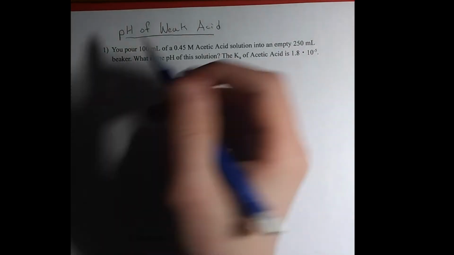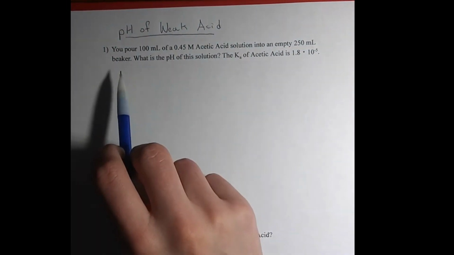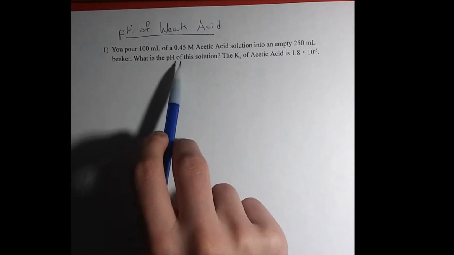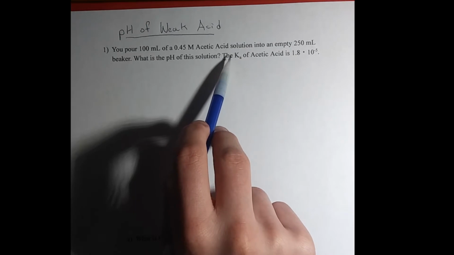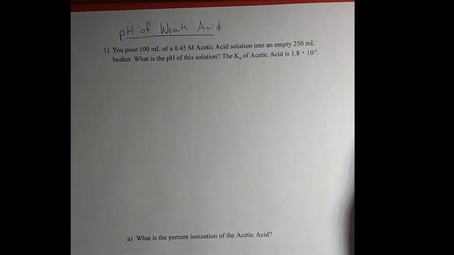Okay, I'm just going to explain some tips and tricks about finding the pH of a weak acid. You pour 100 milliliters of a 0.45 molar acetic acid solution into an empty 250 milliliter beaker. What is the pH of this solution?